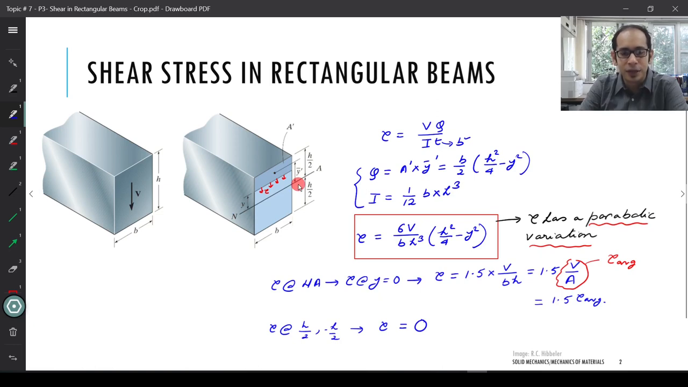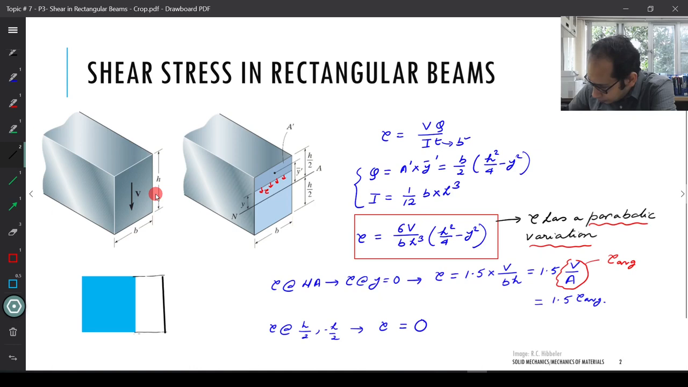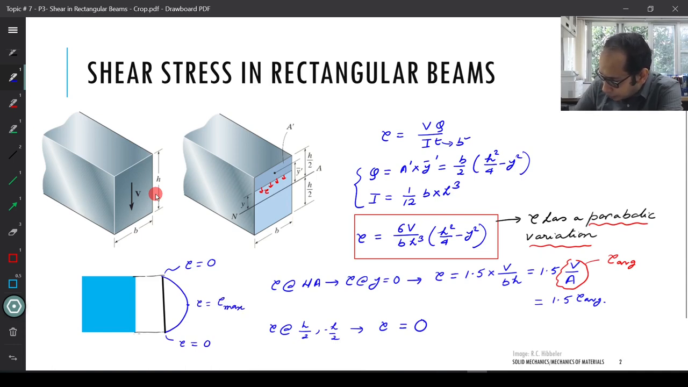While at the central point, you have 1.5 times V divided by A, and the entire variation is parabolic. If we have to sketch the variation of tau across the cross section, how does it look? Across the cross section, the variation looks like this: at the top you have tau equals 0, at the base you have tau equals 0, and at the center you have tau equals tau max. The highest stresses happen here, that is 1.5 times V divided by A. So this is the variation of the shear stress across this rectangular cross section. Now remember that this stress which I drew is from elevation. If you are looking at it from this particular side, it is zero across this entire line.